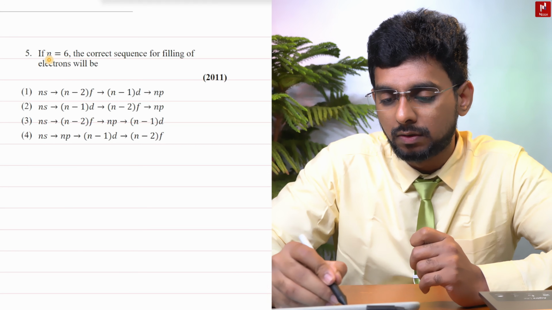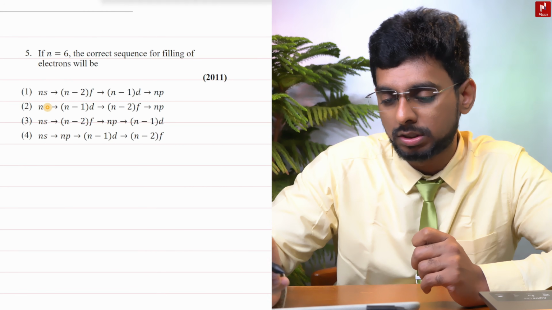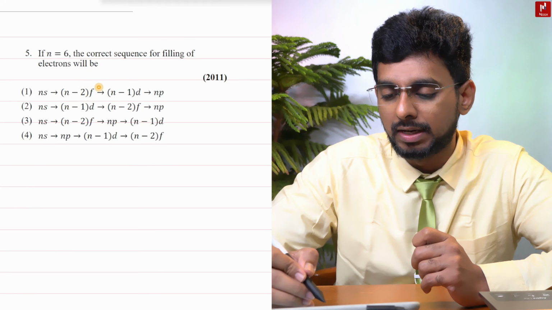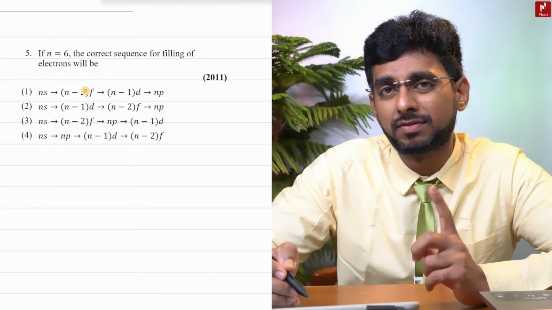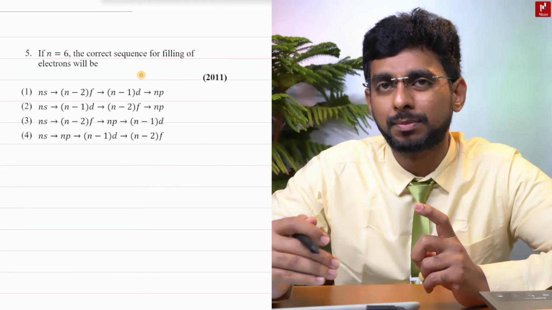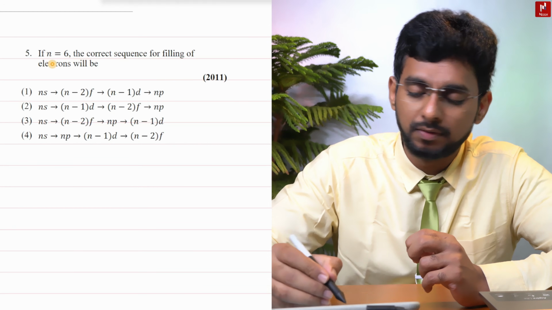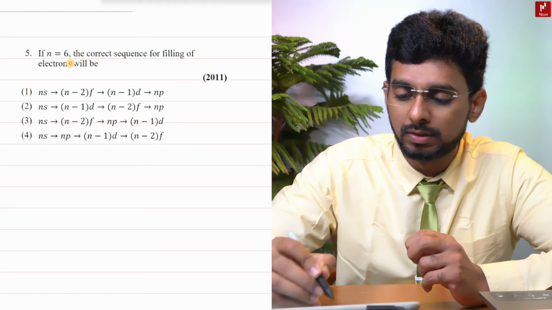So if n was equal to 6, then it has to be ns or 6s, okay? Then what should it be? For the f, obviously you will have an f subshell over there, because the last one is going to be the 7th one before the 7th period. Before that, that's going to be the 6th one, okay? So here they have given you clearly that it's going to be n equals 6.